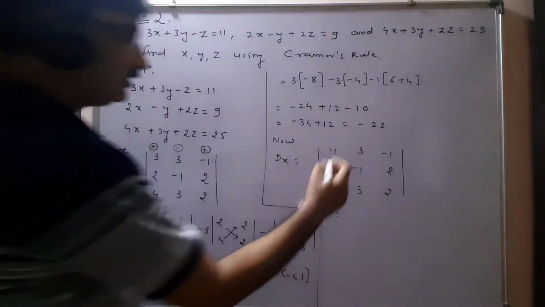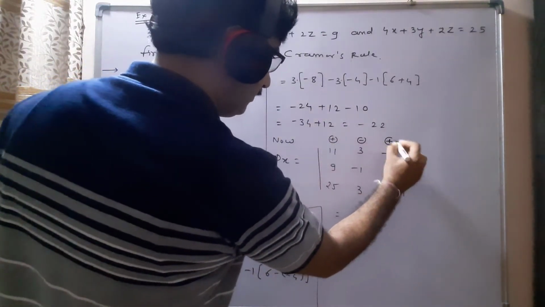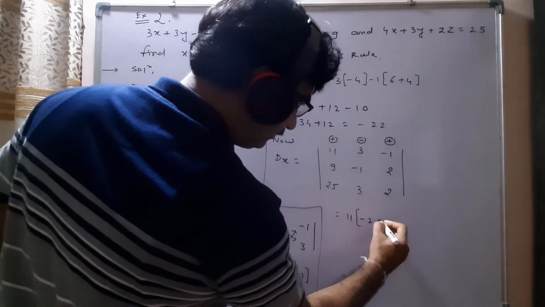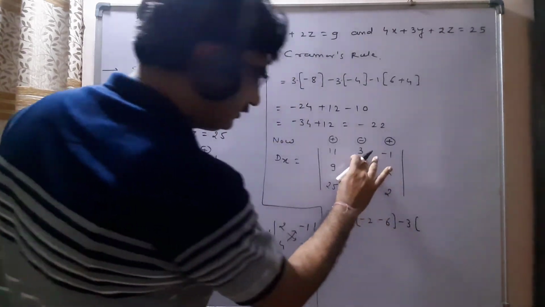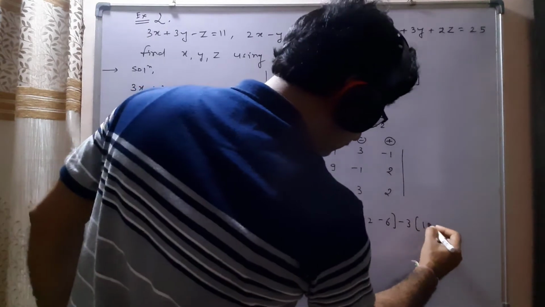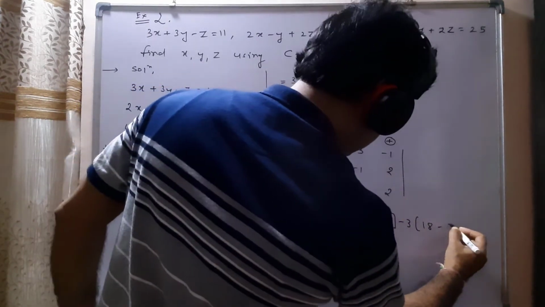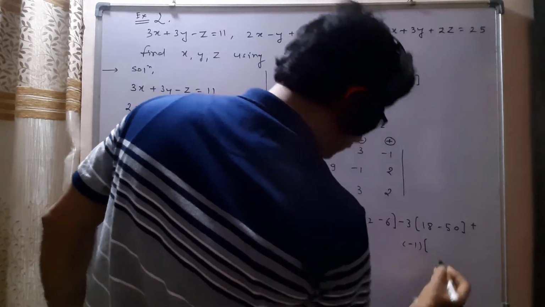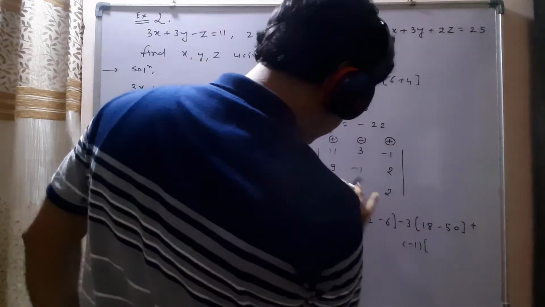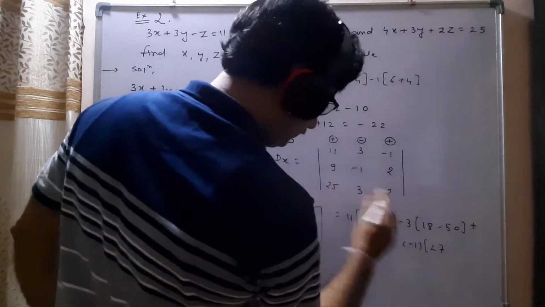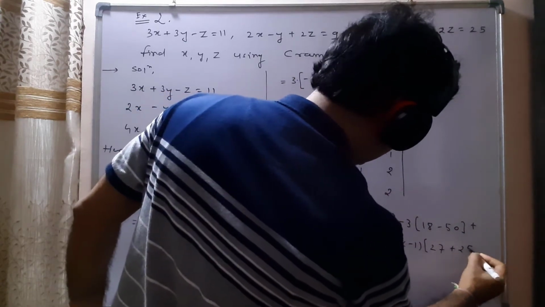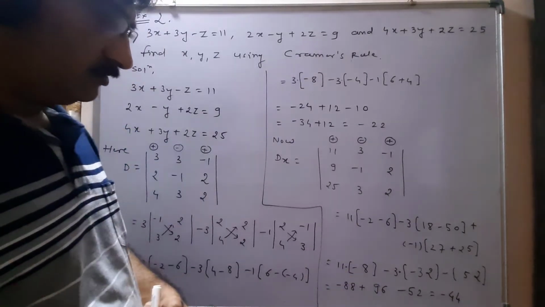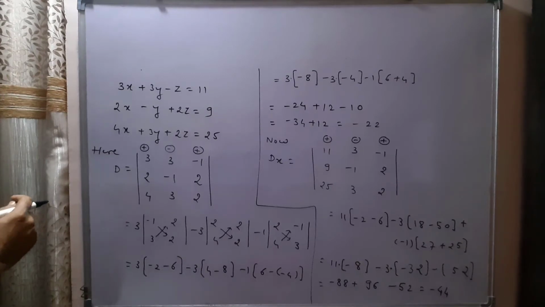So simplify it, same simplification, plus minus plus. So here again 11, I am taking direct calculation, minus 2, minus 6, minus 3, drop this row, this column, take direct calculation, 18 minus 50 plus again minus 1 into, drop this row, this column, 9 into 3, 27, minus minus plus 25. So see the calculation, we find the value of Dx is minus 44.